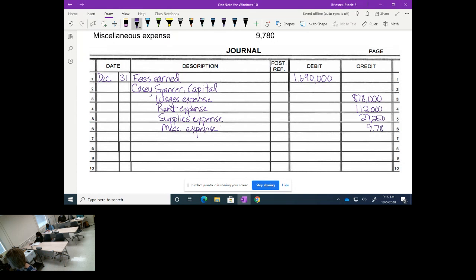Okay. So if you were to add all of your credits, you're not going to equal that debit. So what do we need to make that entry balance? What would we need to plug this line with to make your debits and your credits equal? You've got to add them up. Add up your credits, subtract it from your debit, and see what we're missing.